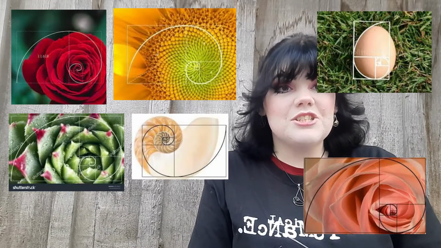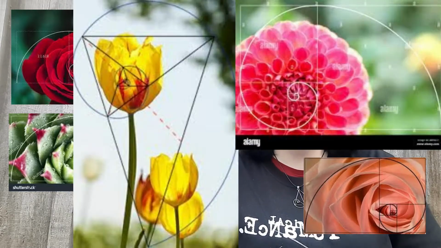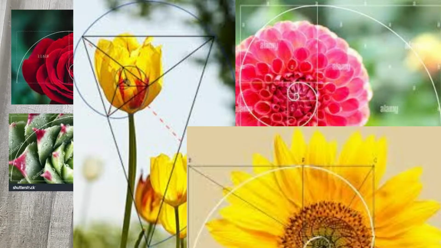You may have seen it overlain over a variety of nature images to show its prevalence in the natural world. For example, flower. Flower again. Cactus. Egg. Another flower. Seashell. Snail shell. Flowers. The golden ratio also attracts interest for its heavy use in art.